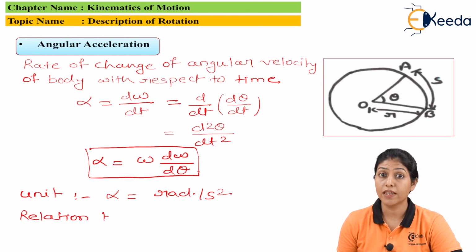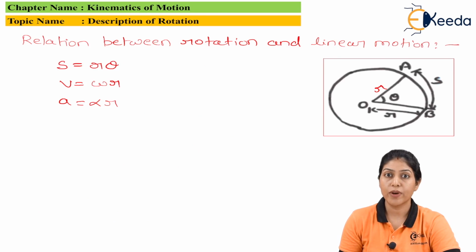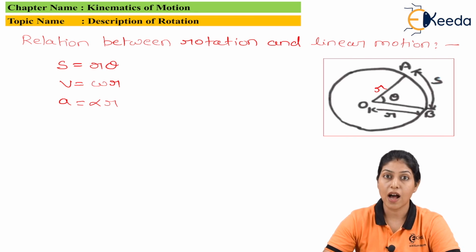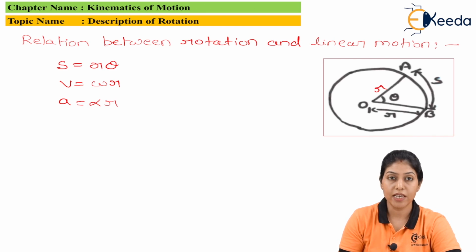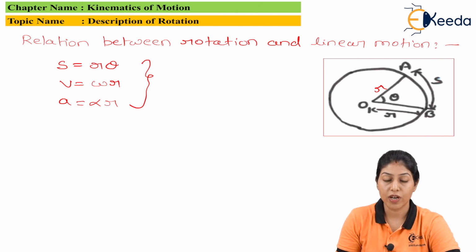And if we want to define the relation between the equations of linear motion and rotary motion, these three equations represent the relation between rotation and linear motion: S equals r theta, V equals omega r, and A equals alpha r, where r is the radius of the circle, theta is the angular displacement, S is the linear displacement, V is the velocity, omega is the angular velocity, A is the acceleration for the linear component, and alpha is the angular acceleration.